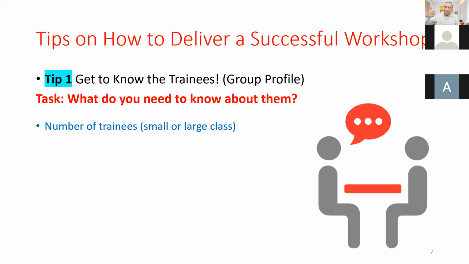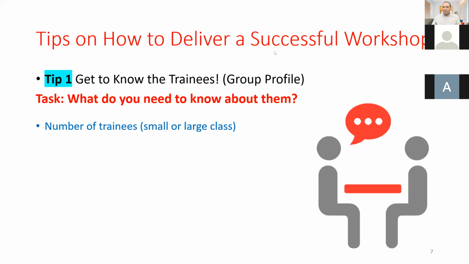So number one, the number of the trainees. How many people are going to attend the training? Is it a small group or is it a large group? What do you think? Are we a small group now or are we a large group now? We're 44. What do you think? It's a small. No, I think this is a big group. 44 teachers is a big group.